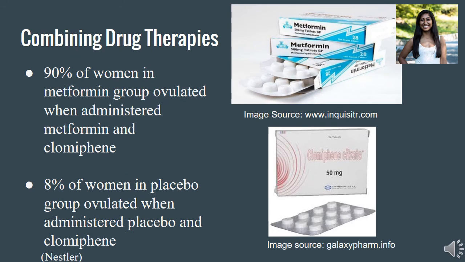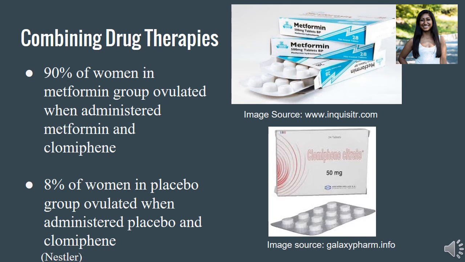In a separate, randomized, placebo-controlled study, women with PCOS were given a monotherapy drug treatment. They were either given metformin or a placebo. Results show that during the monotherapy period, 34% of women in the metformin group ovulated, while only 4% of women in the placebo group ovulated.